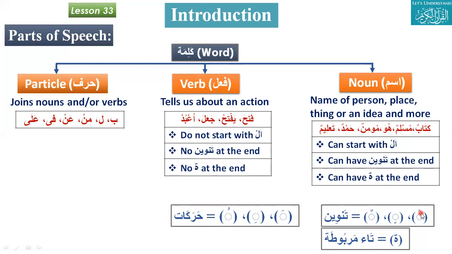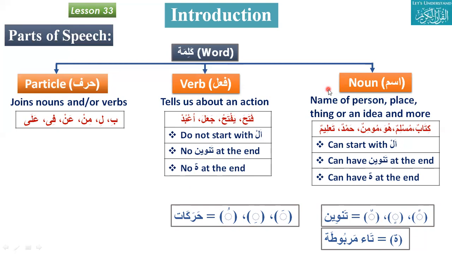Tanween is like this: fathatain, kasratain, damatain, do zabar, do zir, do pesh, two. So this should not come there. Tanween: an, un, in, fatahan, yaftahun, we will not see it there. So there will be no tanween at the end, and there will be no ta marbuta at the end normally here.